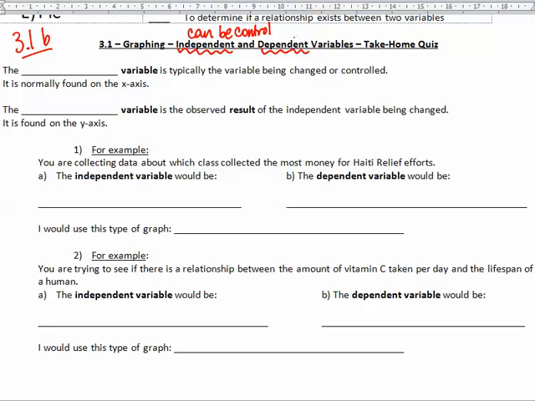And the dependent variable is the one that responds, the one that changes because of that first one that you're changing. So let's just review that quickly. The independent variable is the variable that is being changed or controlled, and it's normally found on the x-axis. The other one is called the dependent variable, and that's the one that responds, or the one that changes because of the independent variable being changed. And this one's found on the y-axis.